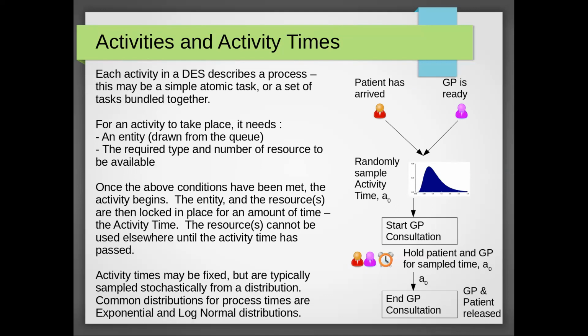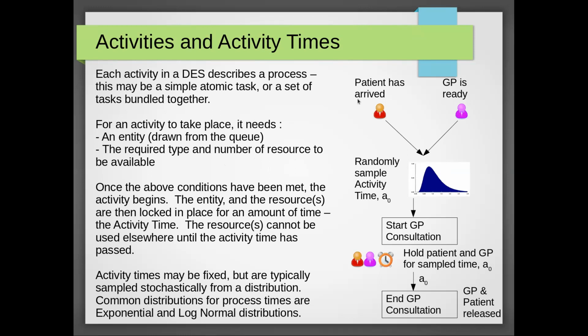And how you bundle stuff up or go the other way and make them atomic very much depends on what you're modeling and the level of detail you need, and all those considerations that we talked about in the very first session. Now, for an activity to take place, we need two things to happen. We need an entity to be drawn from the queue, and we need the resource of the required type and the required number to be available. Those two things need to happen in order for an activity to take place.